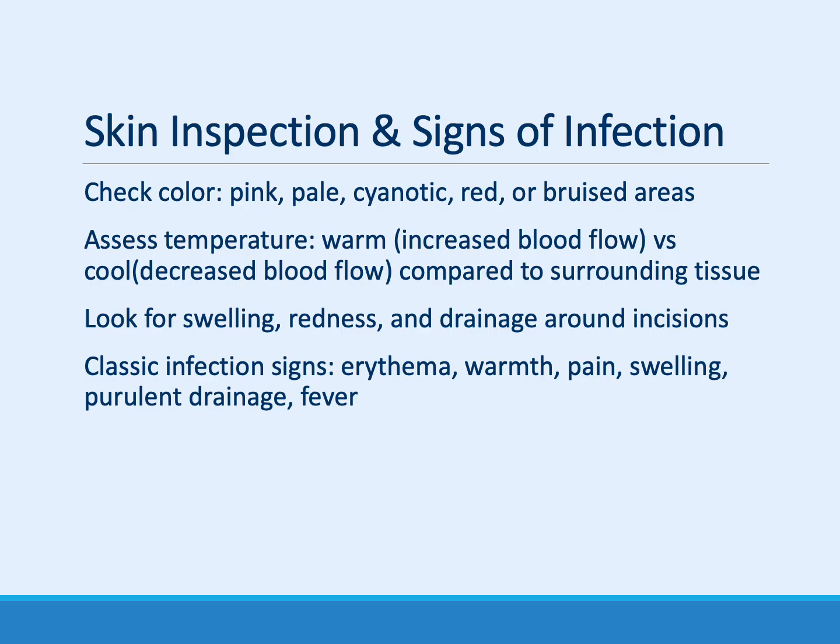Classic localized signs of infection are going to include erythema, warmth, increased pain, swelling, and purulent drainage. So remember, that's pus. Systemic signs of infection, though, those are going to include fever, malaise, or elevated white blood cell counts. If that information is provided, that's going to be more likely in a scenario question, but it might be in the stem of a question.